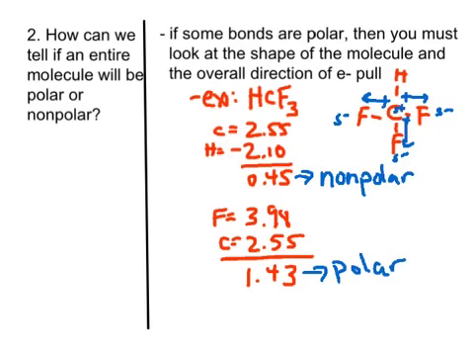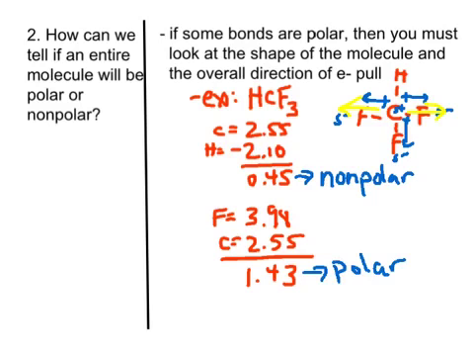Now, since some of these bonds are polar, we have to take a look at the overall shape and direction of electron pull. All right, so pulling from left to right, we've got equal and opposite pull in both of these directions. So that's not going to help us. That means, going from left to right, it's non-polar.